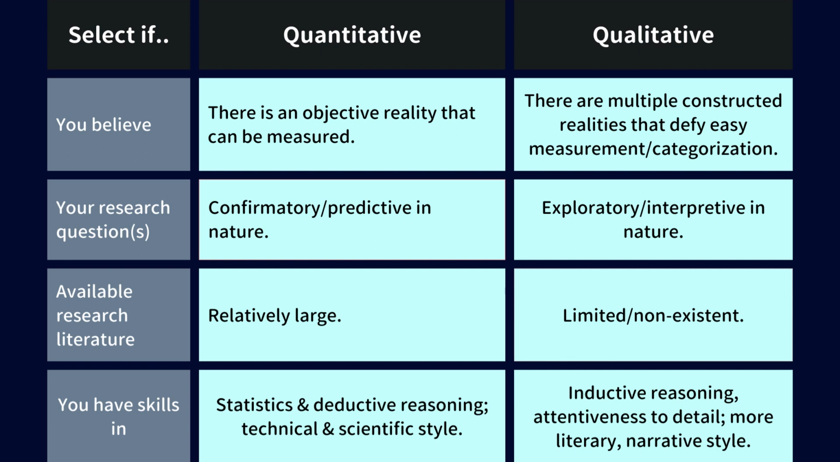This particular research scientist, if they are a qualitative researcher, usually must be looking from the perspective of inductive reasoning. It means that they are looking at the phenomena first, then they will create the theory. They are very attentive to details, and they are able to write in a more literary and narrative style.